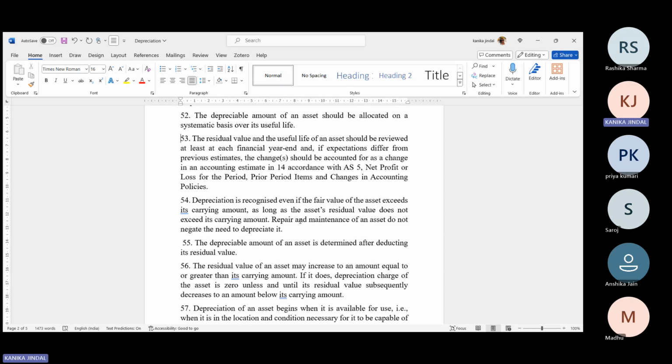So हमें depreciation तब तक charge करते रहना है जब तक asset की residual value exceed नहीं करती उसके carrying amount. Okay. Repair and maintenance of an asset do not negate the need to depreciate it. अगर repair और maintenance हो रही है एक asset पे तो इसका मतलब ये नहीं कि हम उसको depreciate नहीं करेंगे. Then also we'll charge the depreciation. Next is the depreciable amount of an asset is determined after deducting its residual value. What is residual value? Can anyone answer? What is residual value of an asset? It would be great if you can answer.